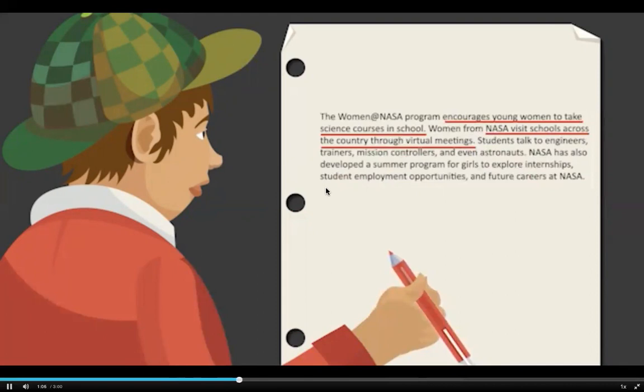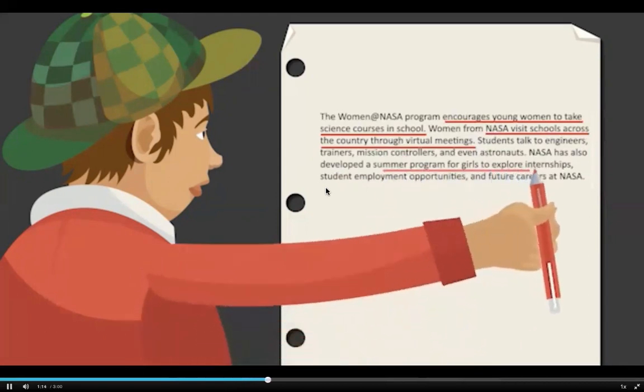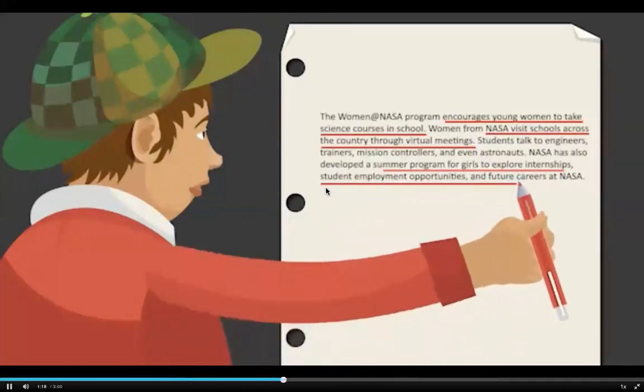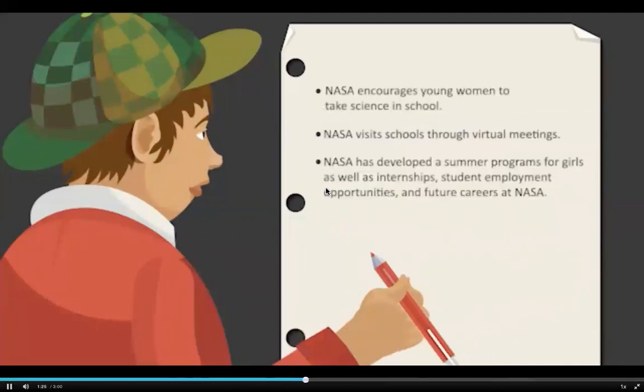Students talk to engineers, trainers, mission controllers, and even astronauts. NASA has also developed a summer program for girls to explore internships, student employment opportunities, and future careers at NASA. Let's underline the last detail. We found 3 details. How do we decide which details from this paragraph are most important?